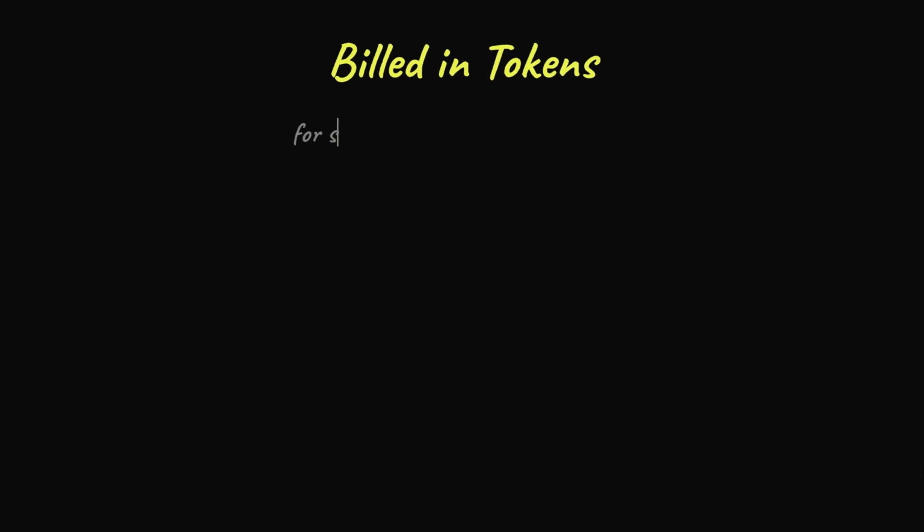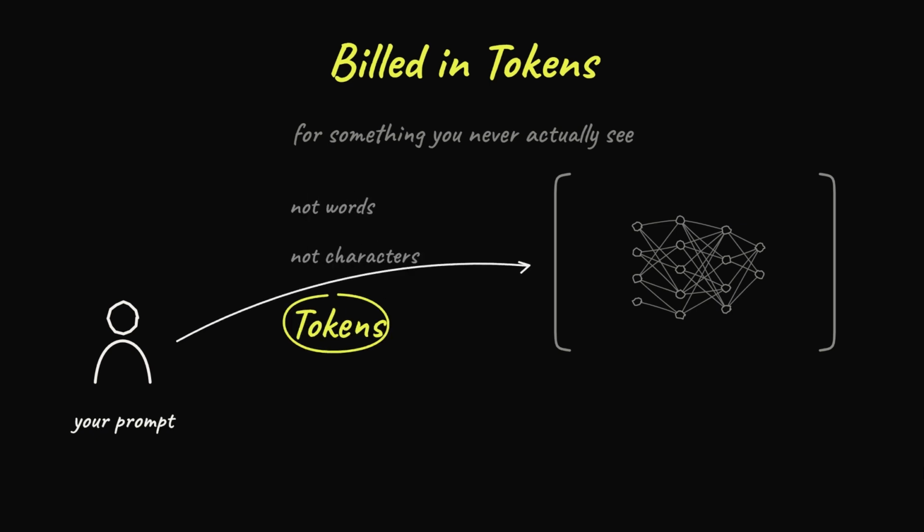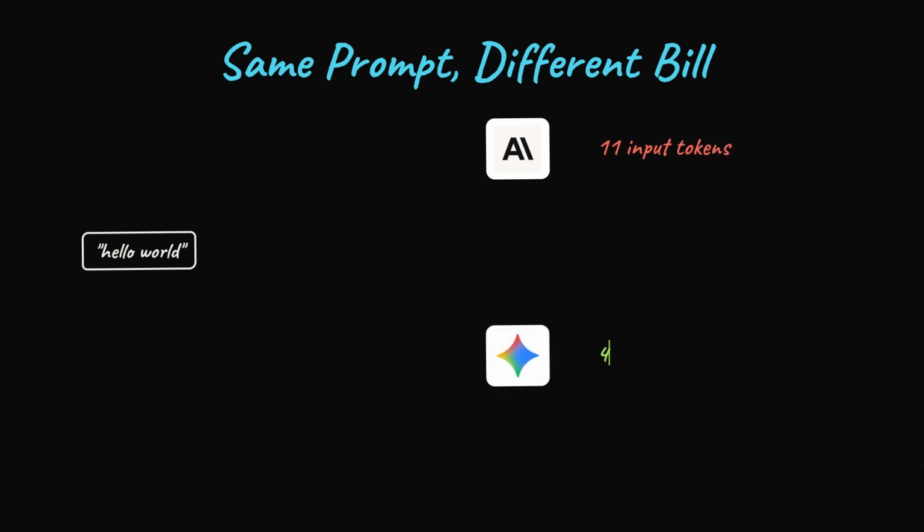Every time you send a prompt to an AI model, you get billed for something you never actually see. Not words, not characters, tokens. And the same exact prompt sent to two different models can produce a completely different number of them. I tested this. I sent the phrase "Hello World" through the Anthropic API, and the usage report came back with 11 input tokens. I sent the identical text to Gemini, and it counted 4. Same prompt, same 2 words, different bill.